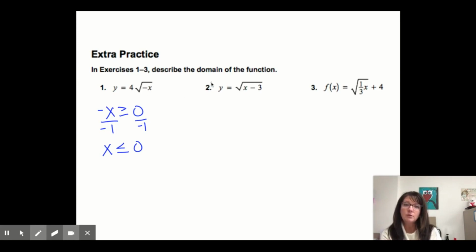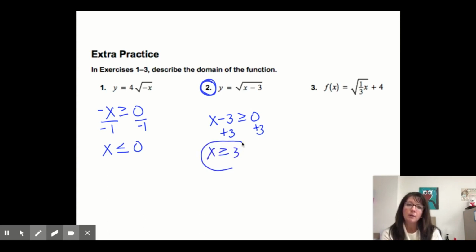So go ahead and do number 2 right here. Go ahead and work this out and let me know what you think the domain of the function is. Okay, I'm going to go ahead and work it out. So we'll have x minus 3 to be greater than or equal to 0. So we'll add 3 to both sides. This does not reverse the symbol. So we have x can be greater than or equal to 3.